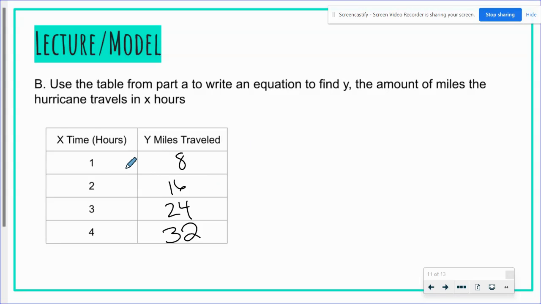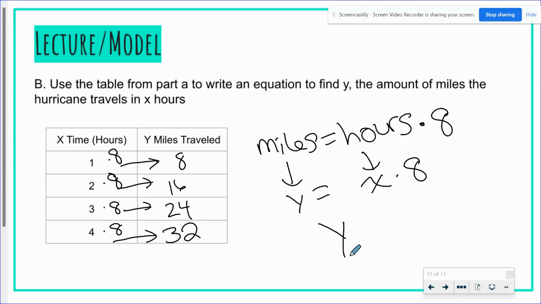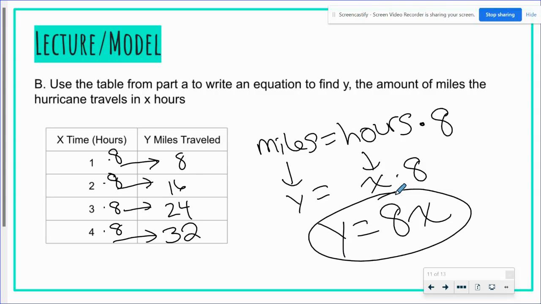All right, we see here that from 1 to 8 is times 8. 2 to 16 is also times 8. 3 to 24 is times 8. 4 to 32 is also times 8. So I'm seeing a pattern here that to get the miles, you take the hours and multiply by 8. Miles is y, hours is x, so y equals x times 8, which can also be written as y equals 8x. That is the proper way to write it, with the coefficient and the variable together.